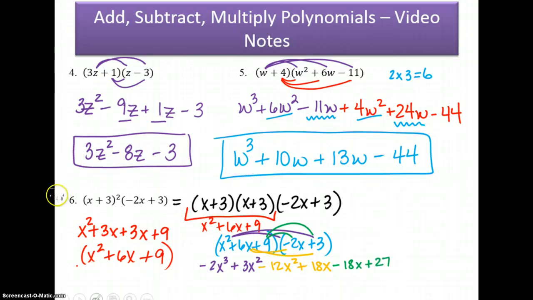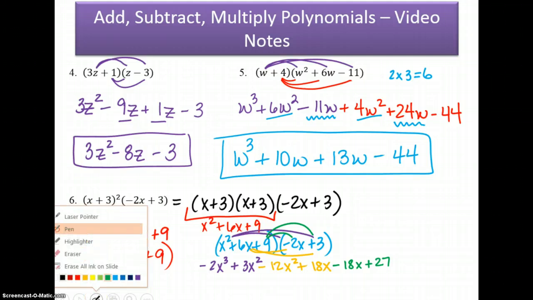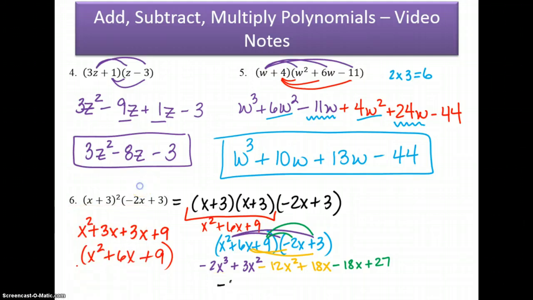Our final thing here is just to combine the like terms. So we have negative 2x cubed. Here's our x squared, so we have minus 9x squared. Here's our x's. Those cancel out, 18x minus 18x. And then we just have plus 27. And there's your final answer for that one.